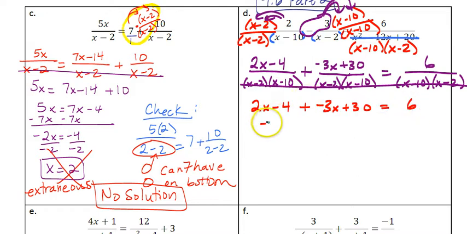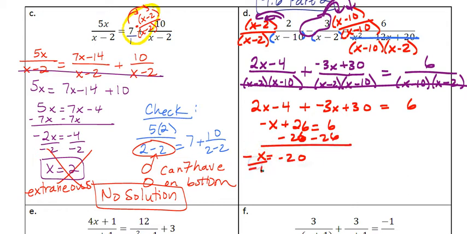2x plus negative 3x is negative x. Negative 4 plus 30 is 26. Finish out the problem here, and I end up with negative x equals negative 20. Divide by negative 1. X is 20.